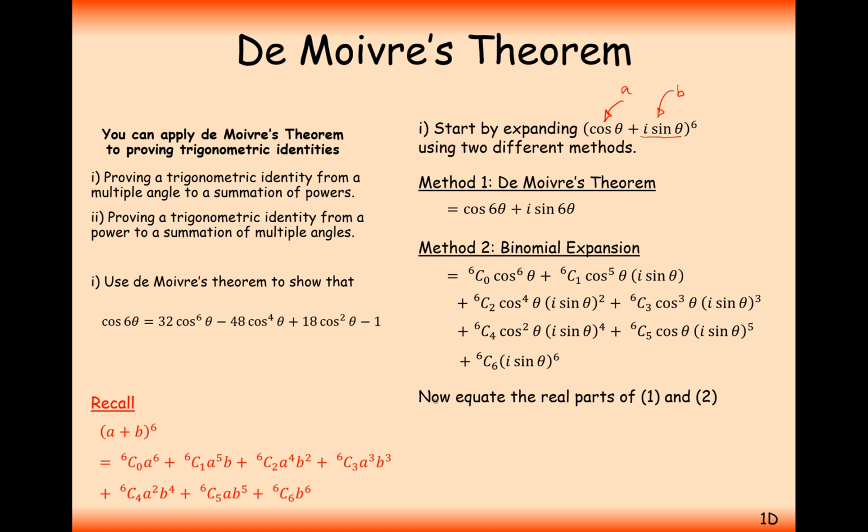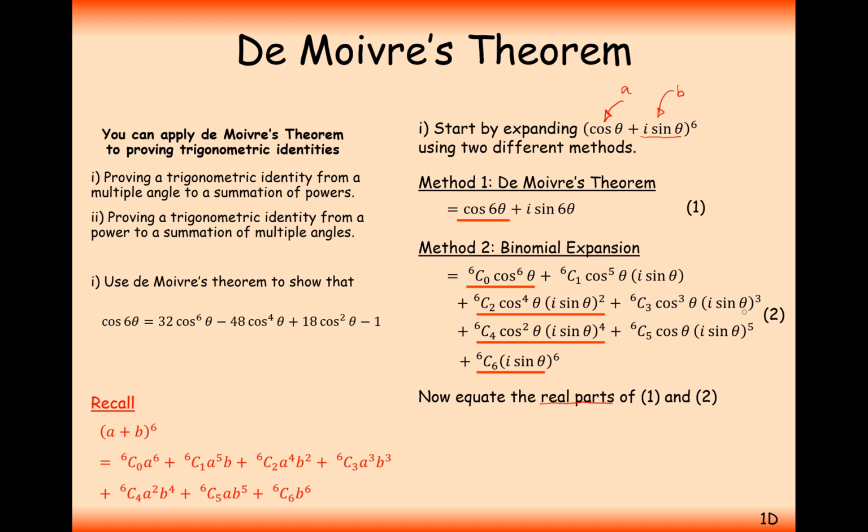Now what we're going to do is equate just the real parts of equations 1 and 2. We'll call this equation 1 up here, this equation 2 down here, and it's just these elements here. Why are we equating just the real parts of equation 1 and 2? Because that's the cos 6 theta component. If this was a question that involved sine 6 theta equals something, then we'd take the imaginary parts of both of the expansions, but in this case it's the real parts, what cos is, so we're going to need to take just the real parts of equations 1 and 2.